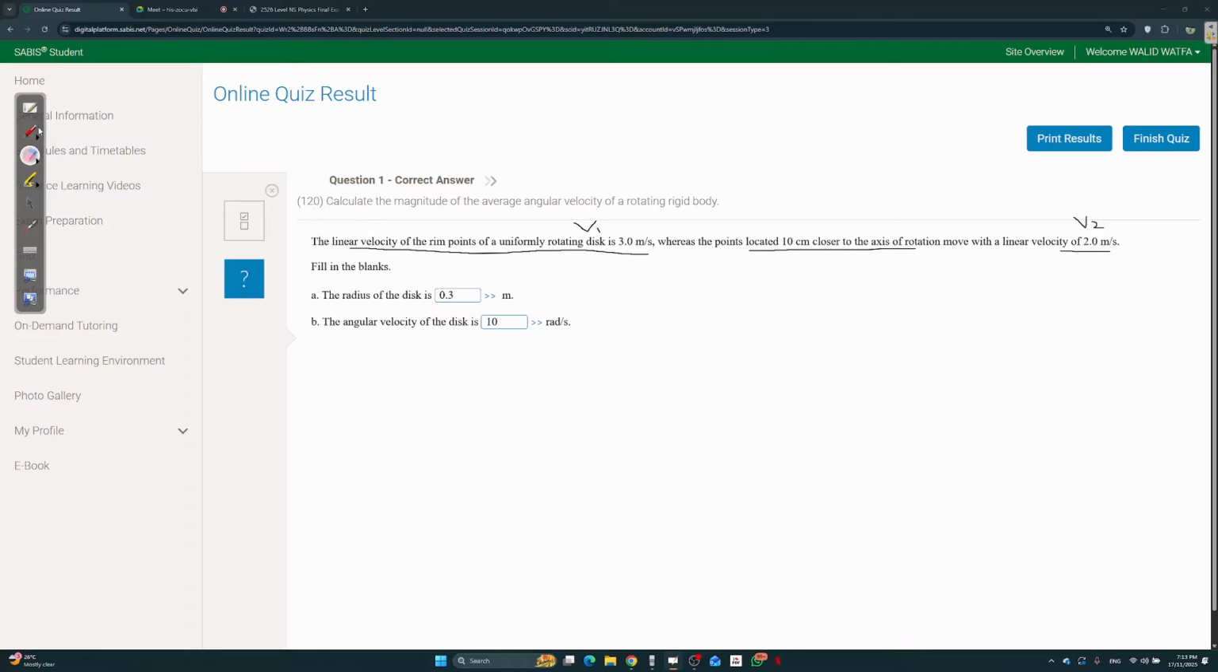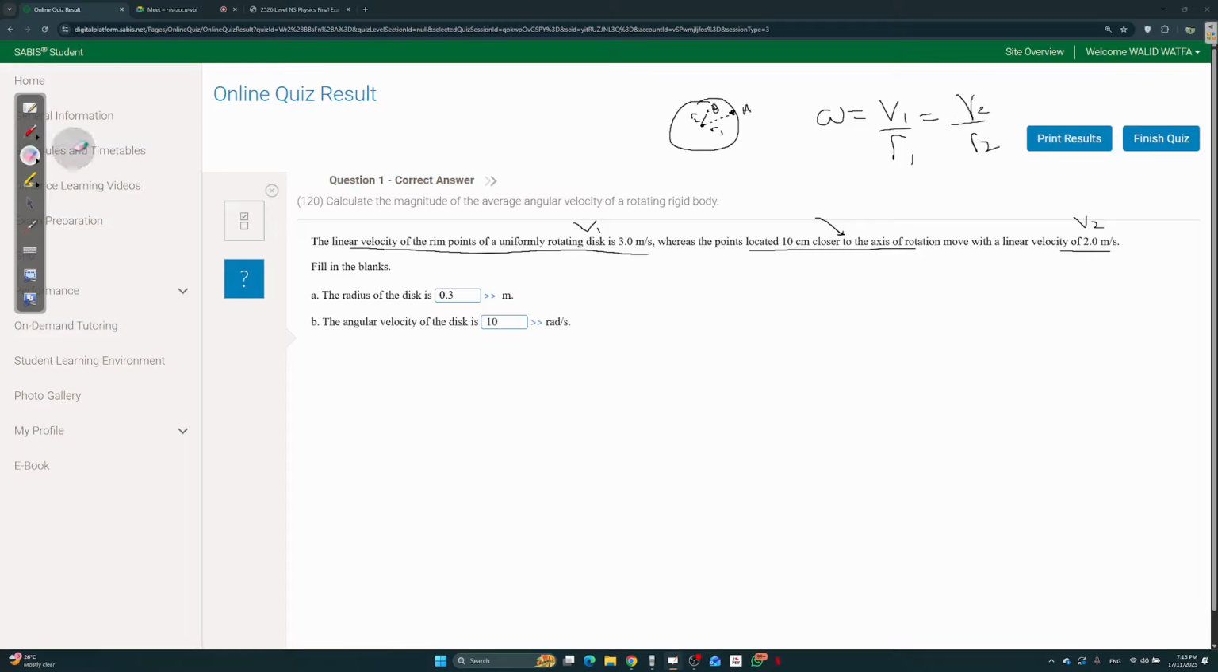You need to understand that you have two points on the same disk, but one is a bit closer to the axis. If you want to draw it, you have a point here and a point over here. This point B has a smaller radius, called R2, and this A has a bigger radius, R1. They're both rotating at the same rate, so they both have the same omega. What's omega? Omega is V over R. So since they both have the same omega, V1 over R1 will be equal to V2 over R2.